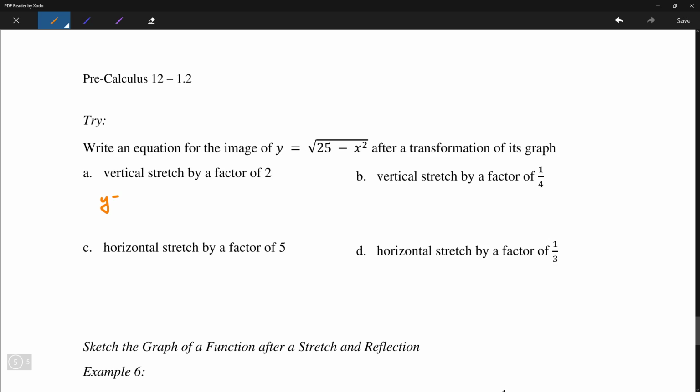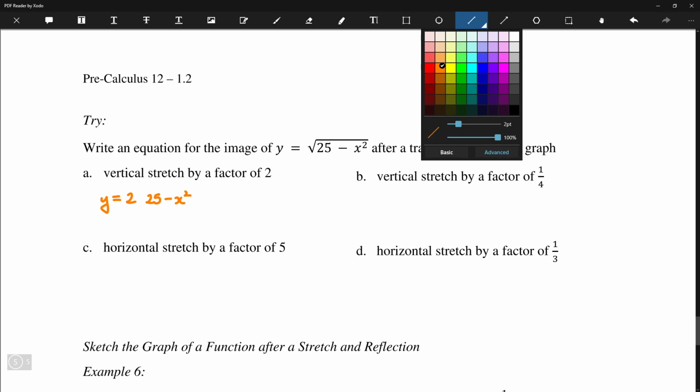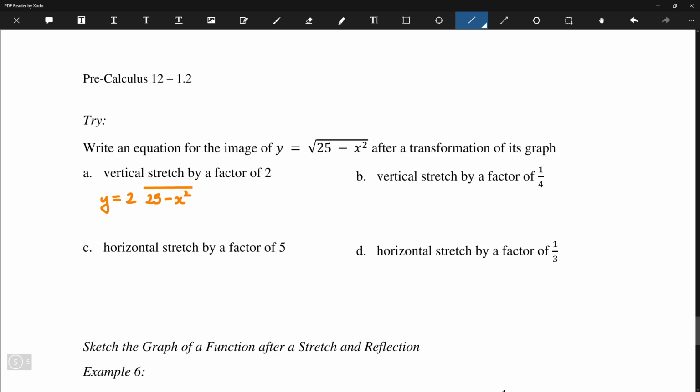So that means we have y equals 2 multiplied by the entirety of f of x, which was the square root of 25 minus x squared. So, and that's all we need to do. Okay, next up, same thing, but instead of a 2, we have a quarter. So something like this.